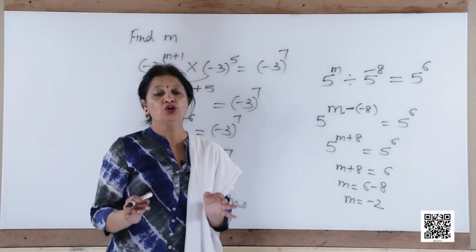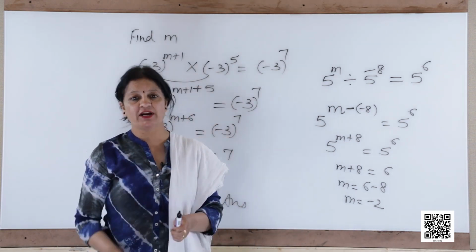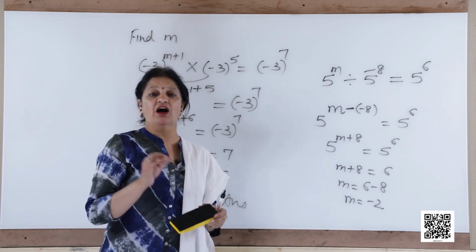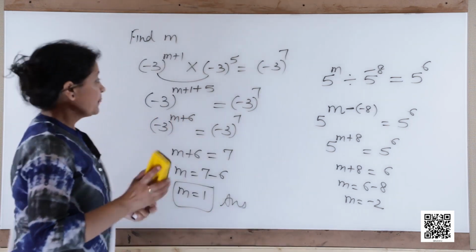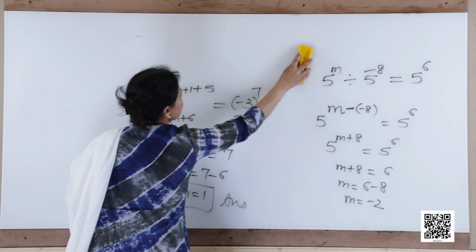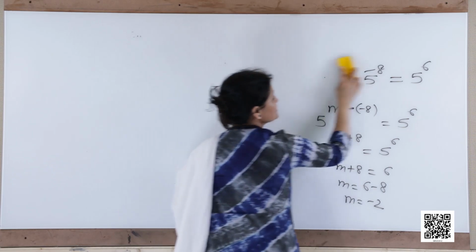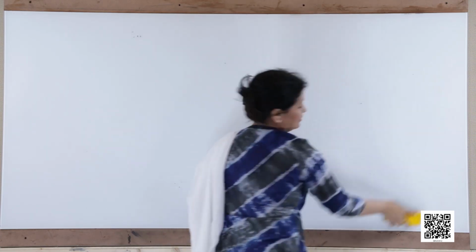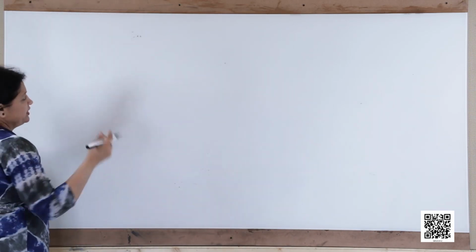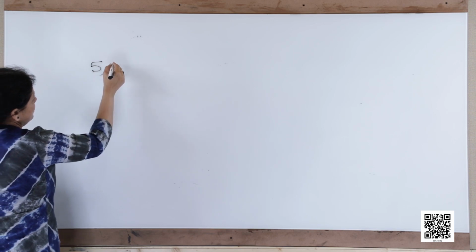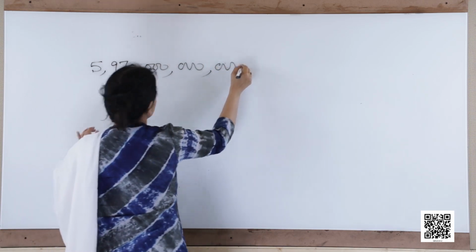Now, only one topic is left in this particular chapter, that is use of exponents to write down very large numbers and very small numbers in standard form. All of you have already done in 7th class how to write down very large numbers in standard form. I'll give you an example. For example, you have already done that mass of Earth is 970, 1, 2, 3, 6, 7, 8, 9.